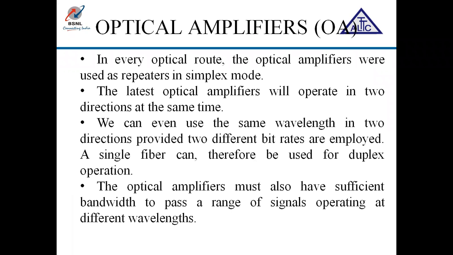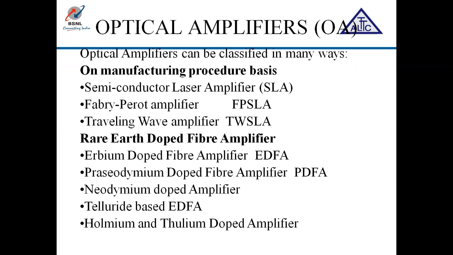Optical amplifiers: different types of optical amplifiers are there to amplify these optical signals. These are written here. Semiconductor laser amplifier, SLA, Fabry-Perot amplifier, FPSLA, which you have studied in your earlier classes. Traveling wave amplifier, TWSLA. Then rare earth doped fiber amplifier, and the most commonly used, the most important one which we are using in DWDM, is EDFA, erbium doped fiber amplifier.